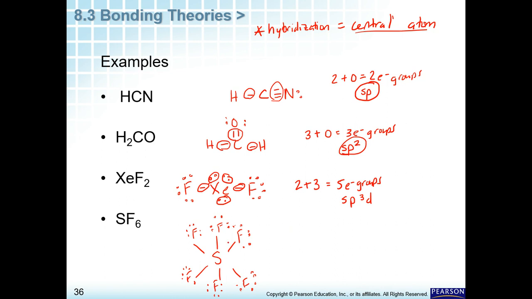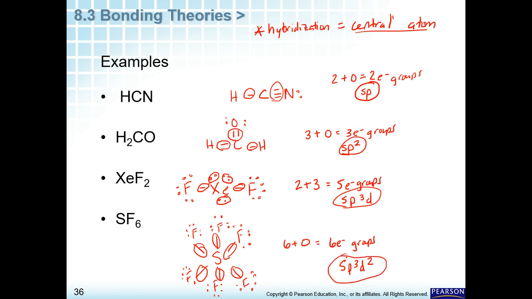Then on the last one, I have 6 bonding groups plus 0 lone pairs, which gives me 6 electron groups. My hybridization, let me circle that one, would be sp3d2. Notice 1 plus 3 plus 2 add up to the 6 groups I'm allowed to have.